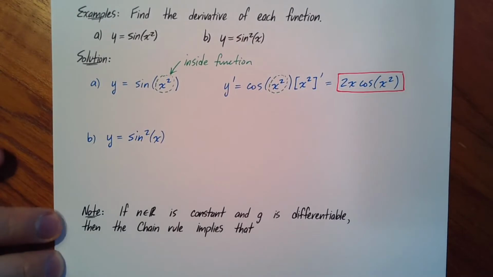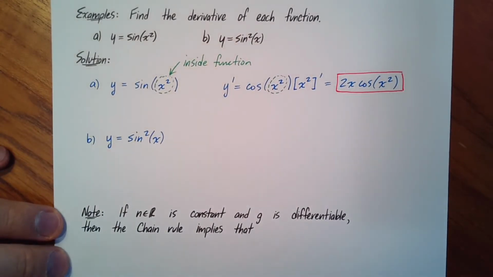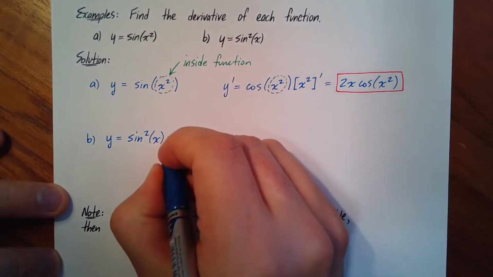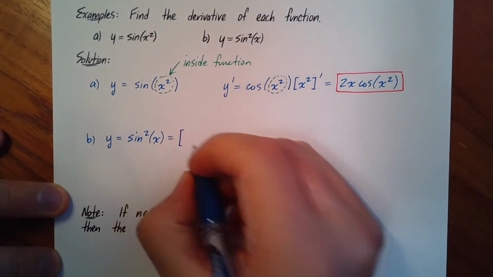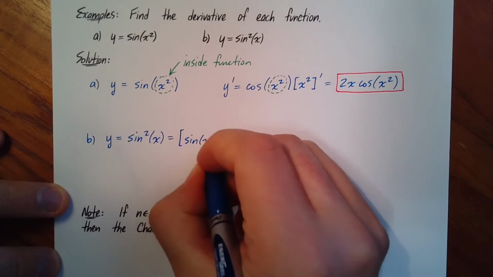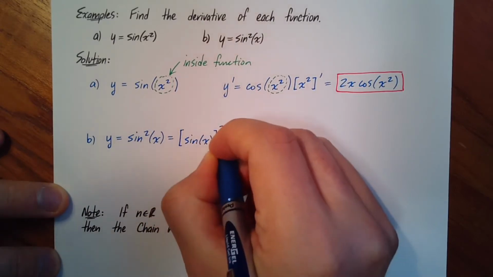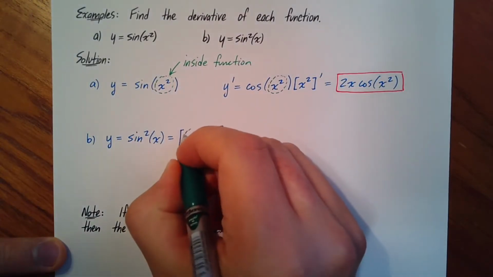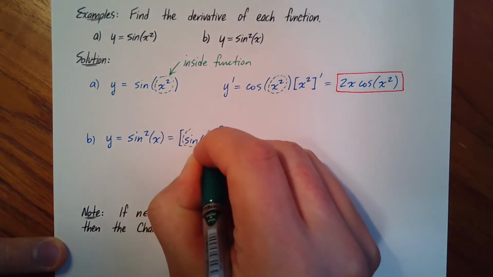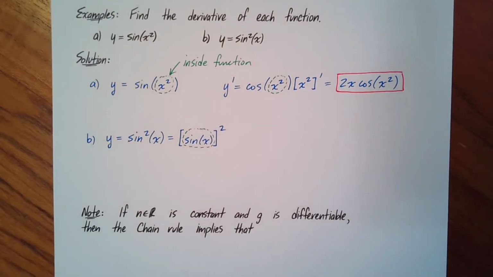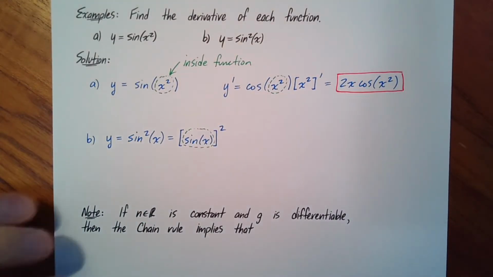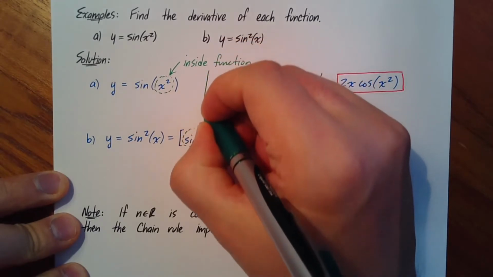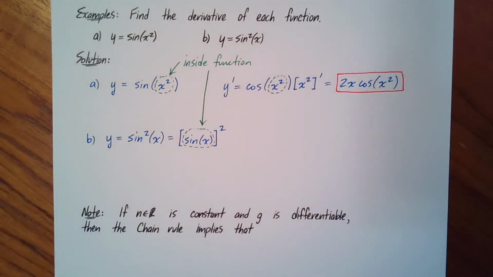And based on what we're doing, I really want to exaggerate which function's the inside function and which function's the outside function. So I'm going to take a moment to rewrite this in a different form. I'm going to write this as sine of x all squared, because that's what it really means. And then it's a little easier to identify the inside function. In this case, our inside function is sine of x. I've already written inside function up here, let me just draw an arrow down here to emphasize that.